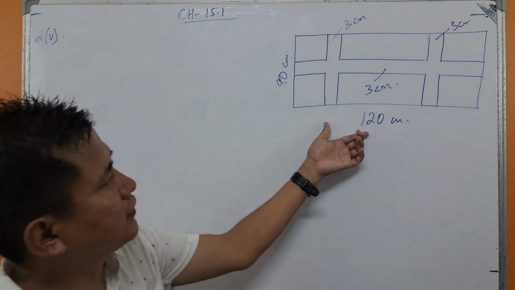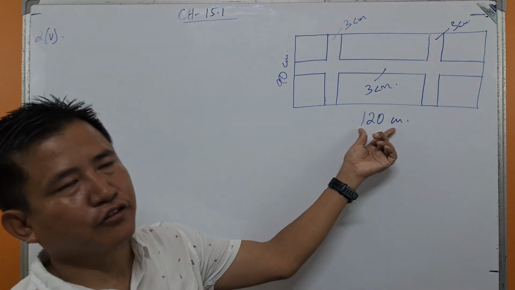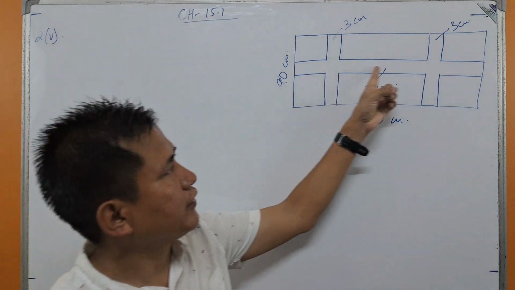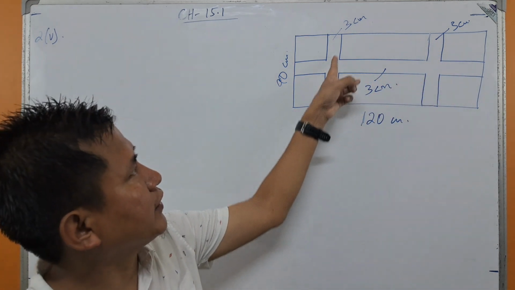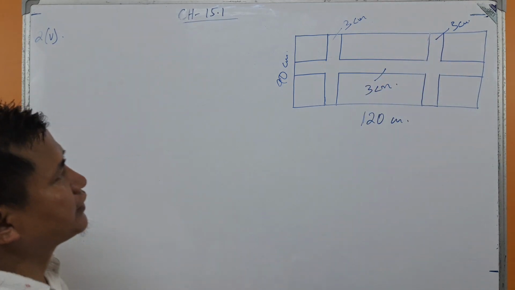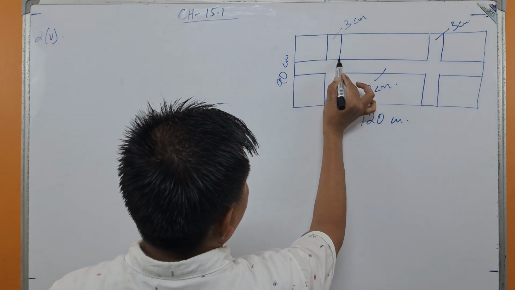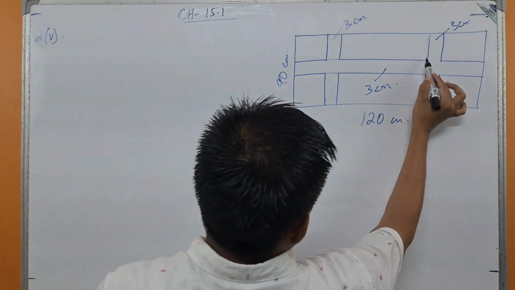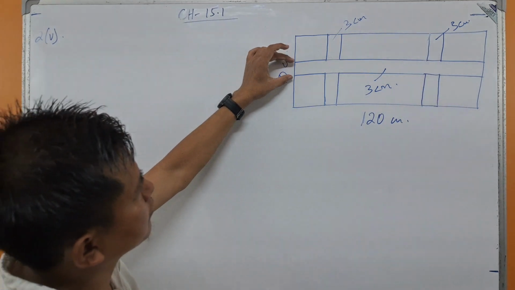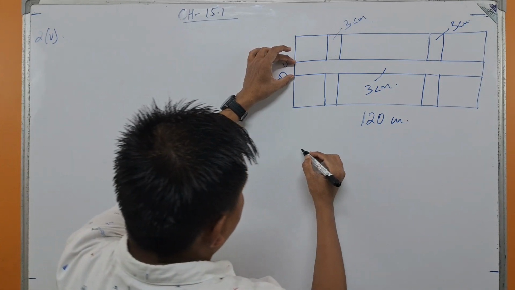Question number 5 of 2. So this is the rectangle. Length of this rectangle is 120 centimeter and breadth is 90 centimeter. We are asked to find the area of this colored part, isn't it? And the width of this colored part is 3 centimeter. So what we do is we join these 2 points and these 2 points as well. After that, we can see a small rectangle here in the middle, isn't it?